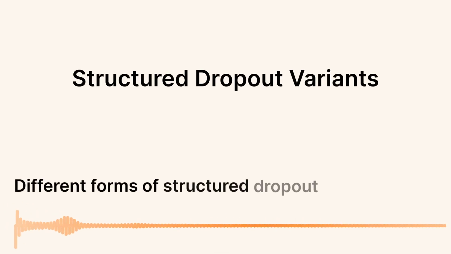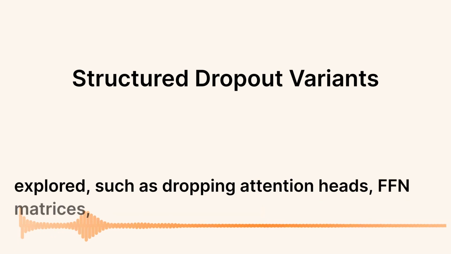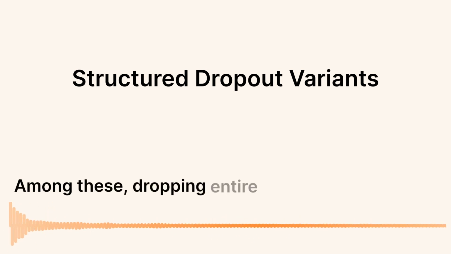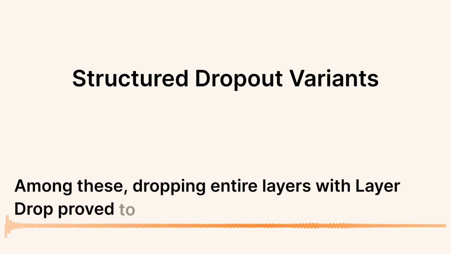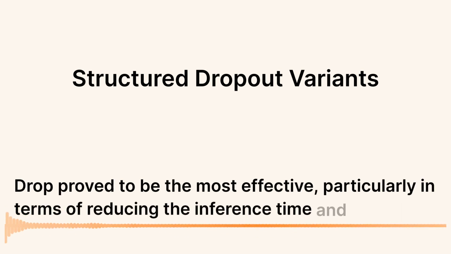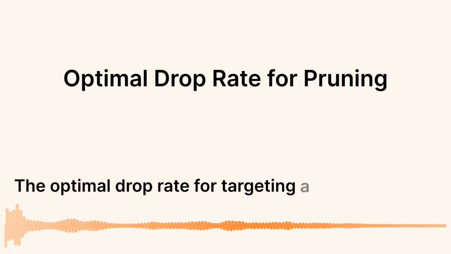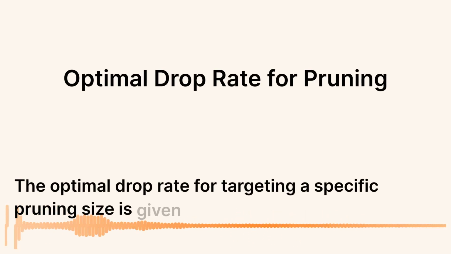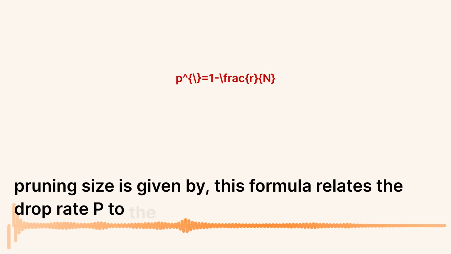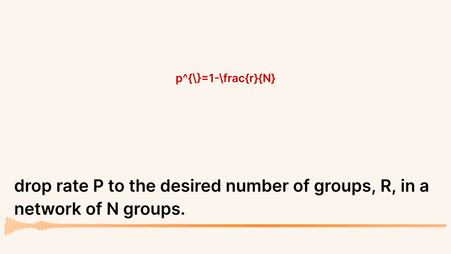Different forms of structured dropout were explored, such as dropping attention heads, FFN matrices, and entire layers. Among these, dropping entire layers with LayerDrop proved to be the most effective, particularly in terms of reducing the inference time and maintaining performance. The optimal drop rate for targeting a specific pruning size is given by this formula, which relates the drop rate, P, to the desired number of groups, R, in a network of N groups.